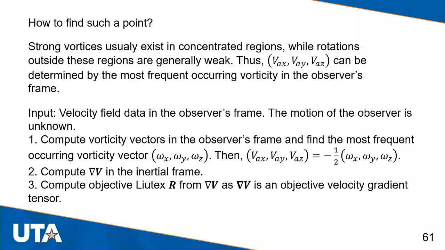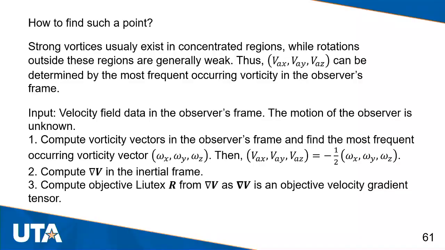And if this point has the same velocities and angular speed, the zero vorticity will also account for the largest portion in the observer's frame, right? The portion would be the same. So the vorticity that accounts for the largest portion corresponds to the zero vorticity point in the inertial frame. That's a way to find the reference point.